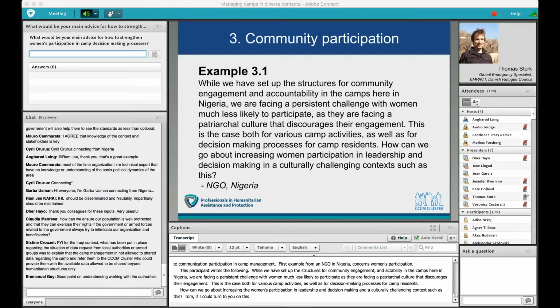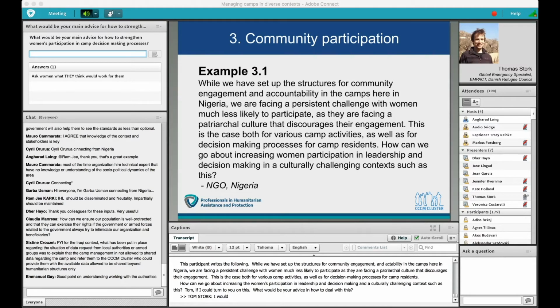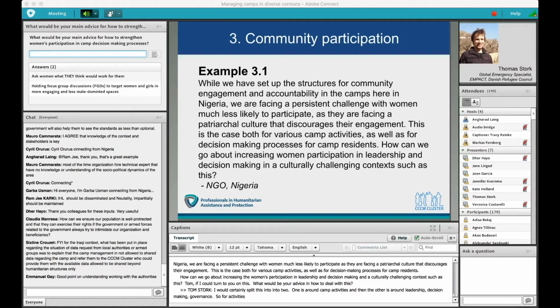Hi, yes. Again, I would certainly split this into two. One is around camp activities, and then the other is around leadership, decision-making, governance. So for activities and for governance, yes, one of the blocks is the patriarchal culture, but, and I'm sure this has been done, running focus group discussions that ask what women within the camps want to do, but also, aside from the patriarchal culture, what is blocking them from attending.